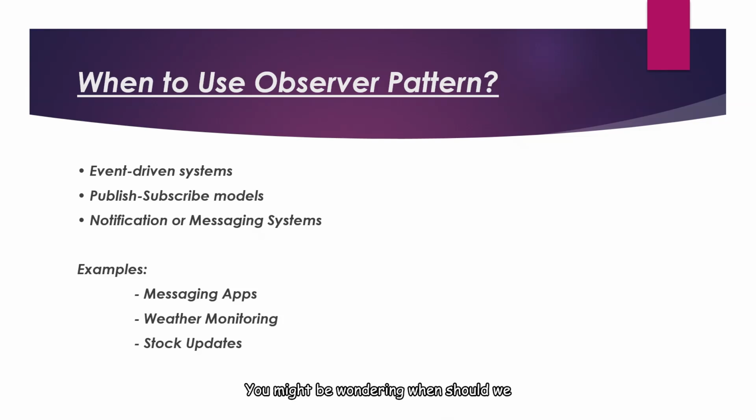You might be wondering, when should we actually use the observer pattern? The answer lies in any situation where multiple parts of a system need to stay synchronized with some central data. It's a perfect fit for event-driven architectures such as chat applications, where new messages trigger UI updates, or financial apps, where stock prices update across multiple dashboards. Other classic examples include notification systems, real-time gaming leaderboards, and weather monitoring applications. Whenever you have a change that should ripple across multiple dependent objects, Observer is the way to go.